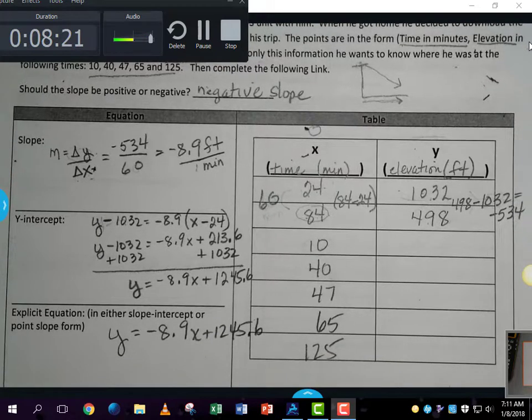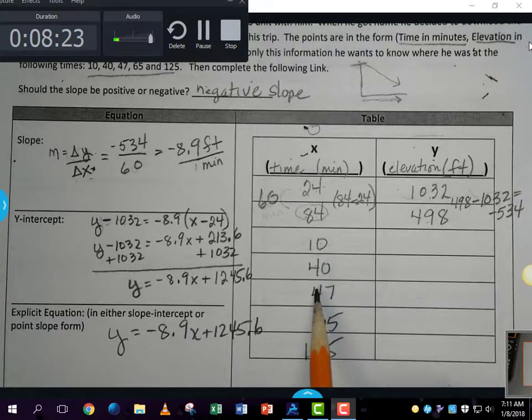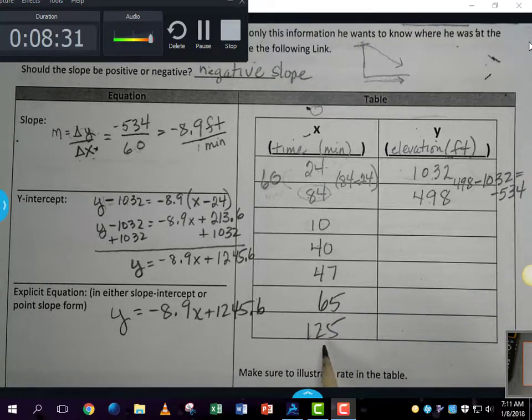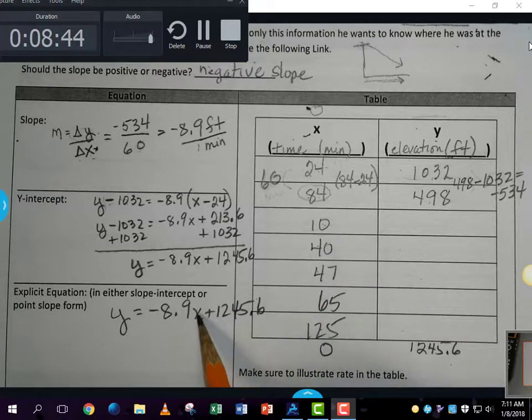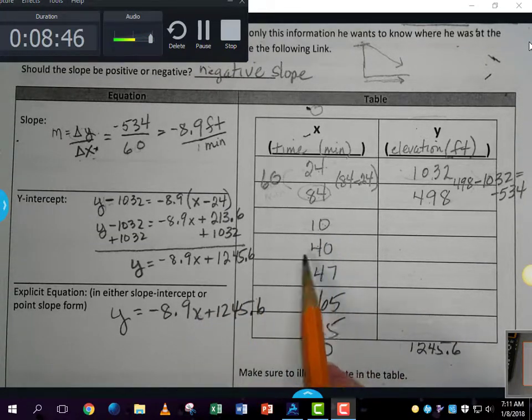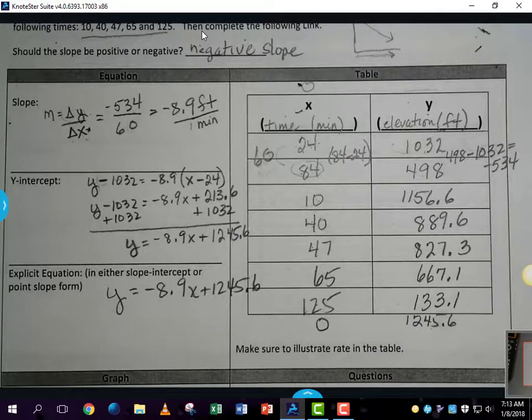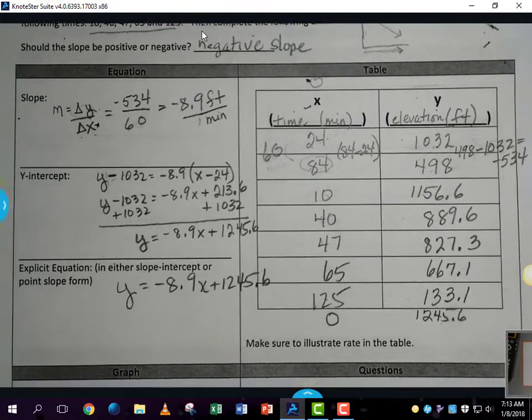So then with that information, I can substitute all of these different x values in, and I can find out what the elevation was. Incidentally, right now I also know that at 0 minutes, I'm at an initial height of 1,245.6 feet. So I am going to substitute the 10 in for x, etc., and I will be right back after I'm done with that. Okay, and there are the different values that I got. Now I'm going to go ahead and make my graph.